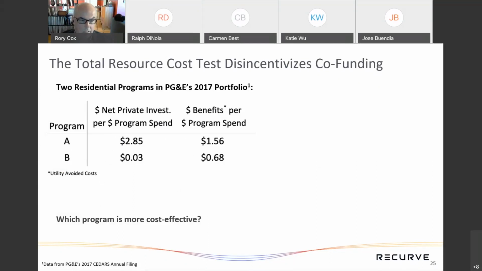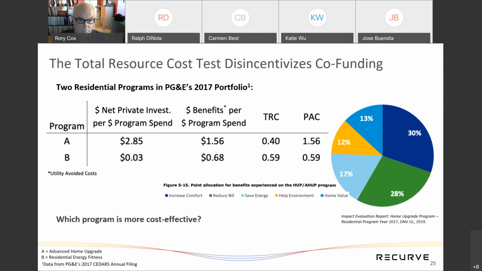But if you click through, given the benefits per program spend and the net private investment, you'd say program A. But if you look at the total resource cost test, it doesn't really pan out that way. You wouldn't be putting your money to back program A, which happens to be the advanced home upgrade. And on a PAC basis, it is clearly the better choice because the TRC is really loaded with all the participant costs.